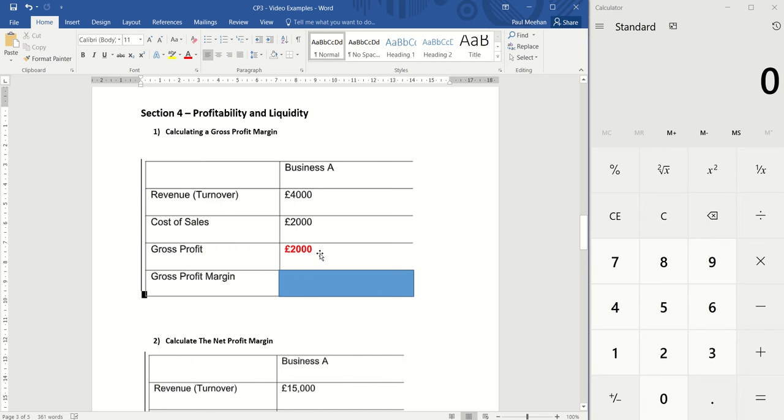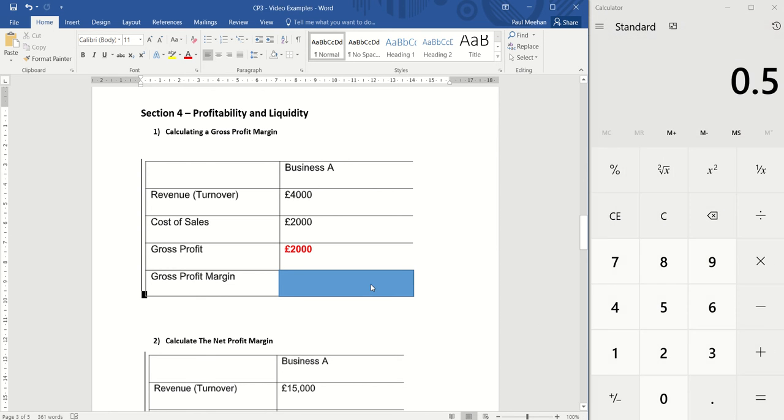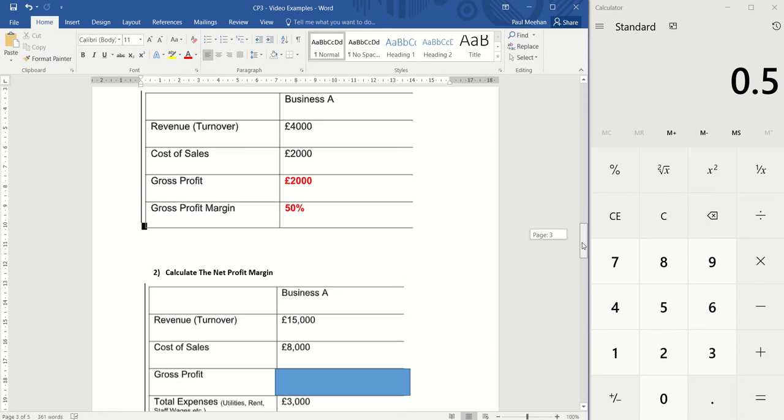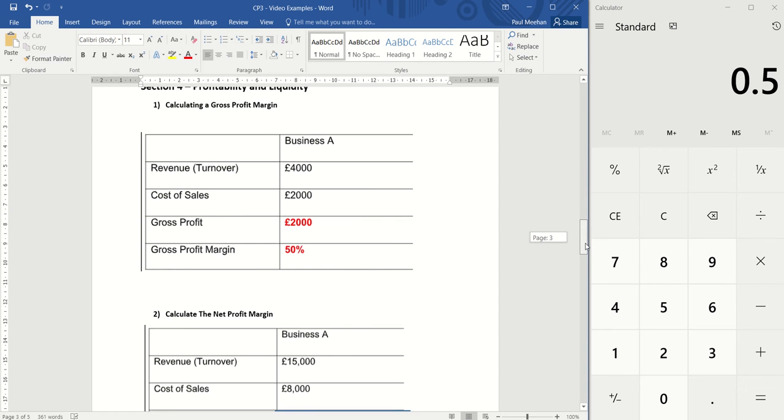And so what we do here is we take that £2,000, which is the gross profit, and we divide it by 4,000. So 2,000 divided by 4,000 equals 0.5. We just express that as a percentage, 50%. And that's pretty much all there is to it. You just got to divide the gross profit by the turnover, and you get your gross profit margin. Now, sometimes in exam questions that can be a larger or a smaller percentage. It all depends on the type of product being described.